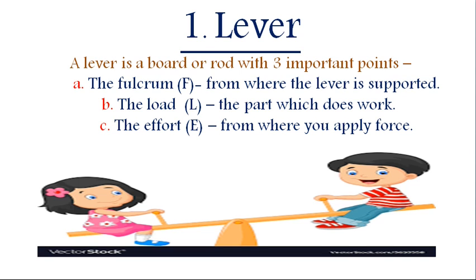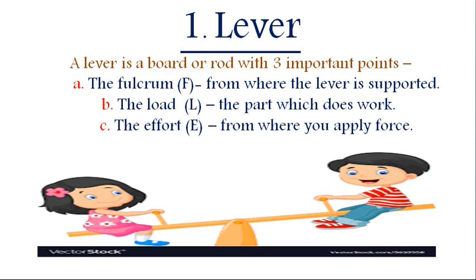Now a lever is a board or rod with 3 important points. Fulcrum, F, from where the lever is supported, you can see in the center. Then the load, the part which does the work, and effort, the E, from where you apply the force. So fulcrum, then we have the load and then the effort. A lever helps to lift or move something with less effort.